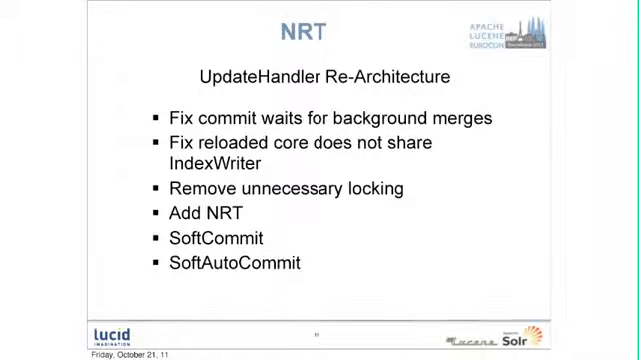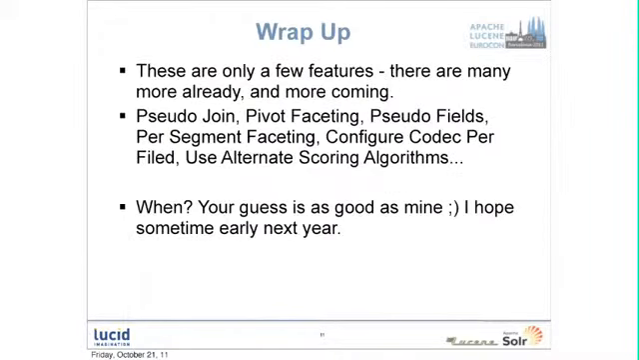So yeah, that's a few of the features, leaning towards the ones I'm working on or ones I find interesting, like the fuzzy stuff, the DirectSolrSpellChecker. There's a lot of other features coming to Solr4. There's pseudo join, pivot faceting, pseudo fields, per segment faceting, configurable codec per field, alternate scoring algorithms. You can use BM25 or, I don't know, there's a list of 5 different scoring algorithms you can now configure in Solr, try them out. Robert and a Google Summer of Code guy just added all that. That's really cool stuff coming.